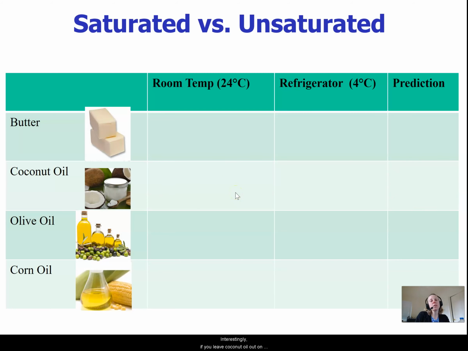Interestingly, if you leave coconut oil out on the counter and it's a pretty warm day, the coconut oil will turn liquid. So it melts at about body temperature, so about 37 degrees Celsius or so. Butter is going to have to be a bit warmer. You're actually going to have to heat it, put it in the microwave or on the stove or something like that.